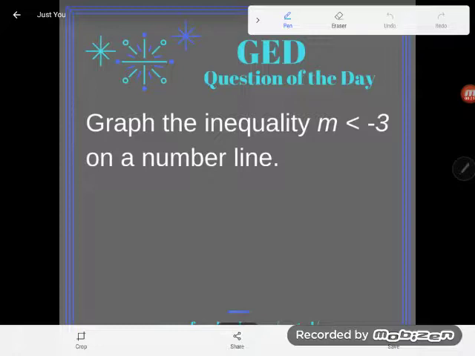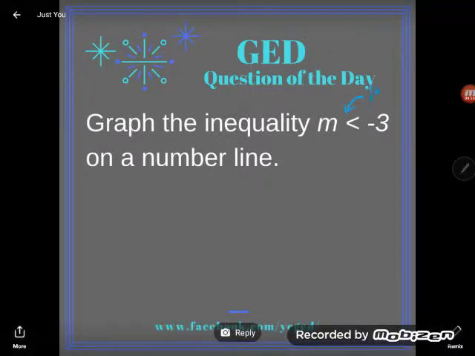Absolutely could. They have what they call hotspot questions where you could actually be asked to graph an inequality. So let's take a look. It says graph the inequality. M is less than -3.